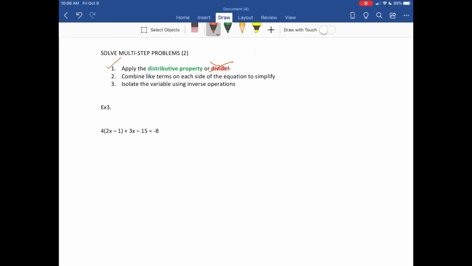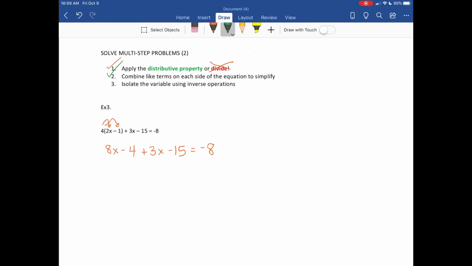So let's do this. So for example 3, we are going to distribute the 4 to both terms inside the parentheses. So that's 4 times 2x, 8x. We multiply 4 to minus 1, and we end up with minus 4, and everything down we're just collecting equals negative 8. Lovely. So now we finished with step 1. Now we're on to step 2. Let's combine like terms on both sides of our equation.